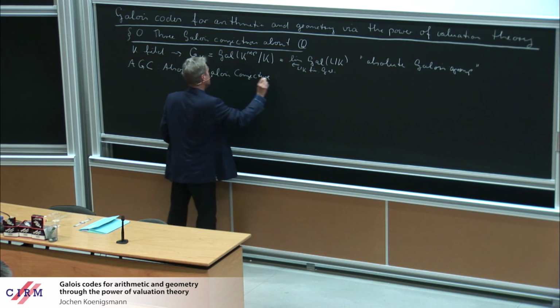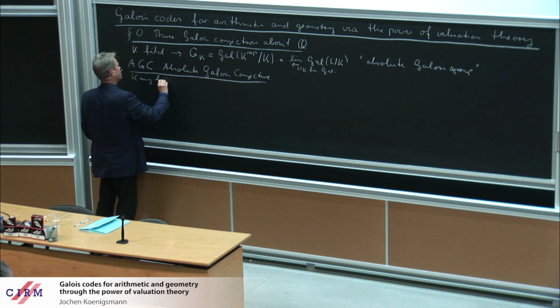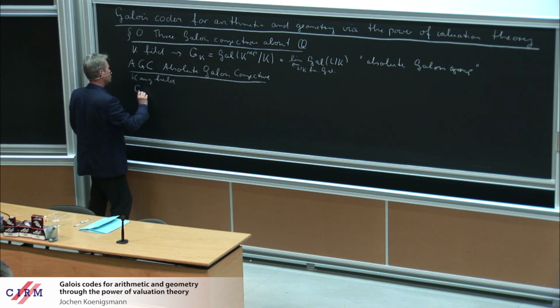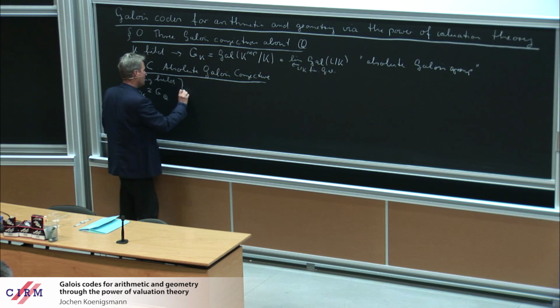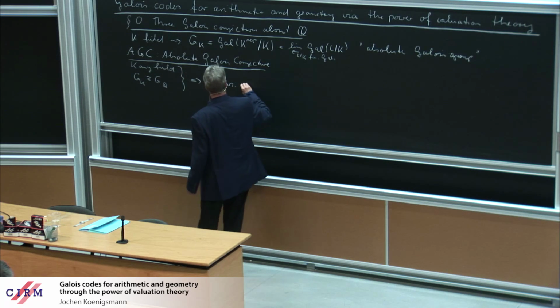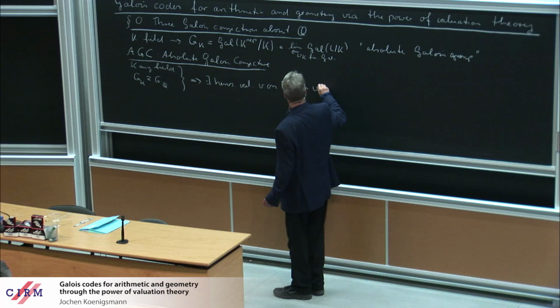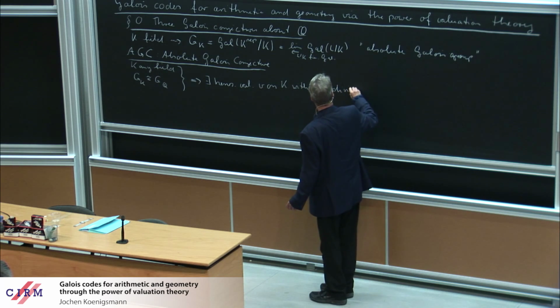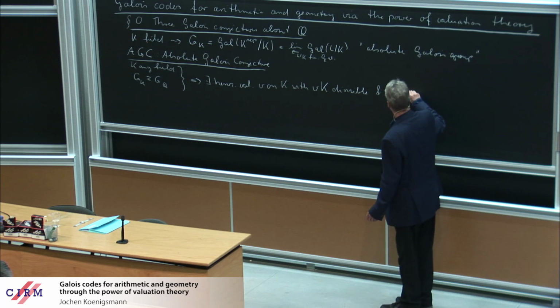And this absolute Galois conjecture says the following. If K is any field, and if the absolute Galois group of K is isomorphic to the absolute Galois group of Q, then there is a Henselian valuation on K with residue field precisely Q and value group divisible. So then there exists a Henselian valuation v on K with value group, which I would like to denote by vK, divisible, and residue field, which I denote by Kv, precisely Q.